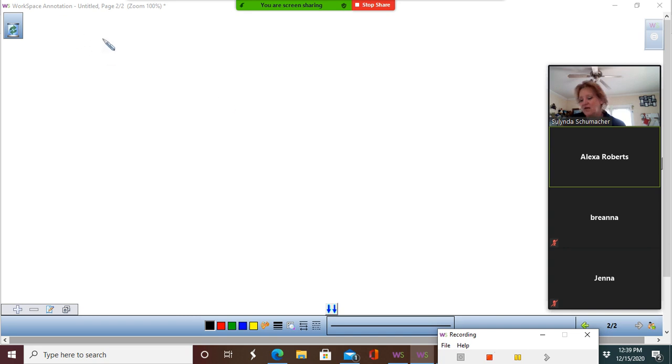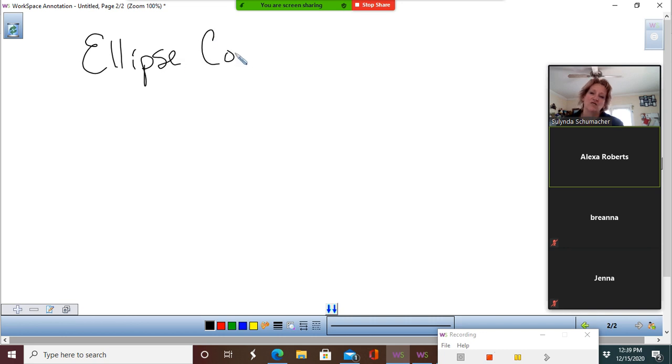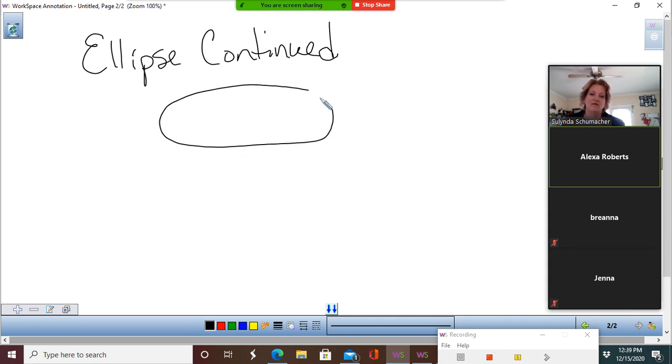So we're going to continue with ellipses. Continued. All right. So when we have an ellipse, here's our ellipse, right? We have this center in the middle, and on our vertices, these are our co-vertices.